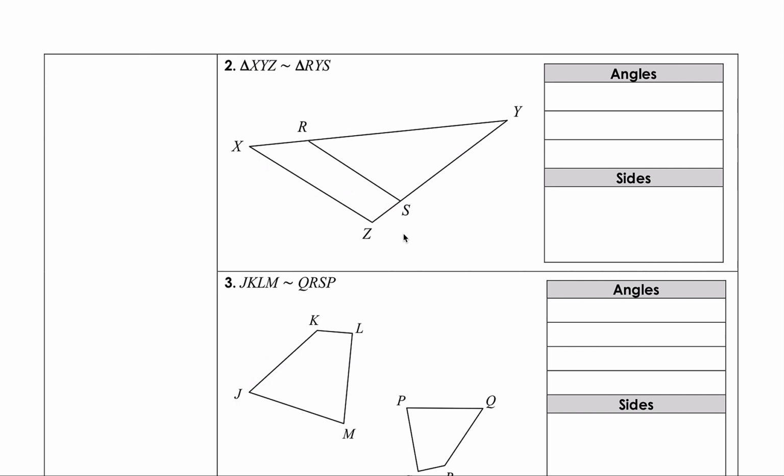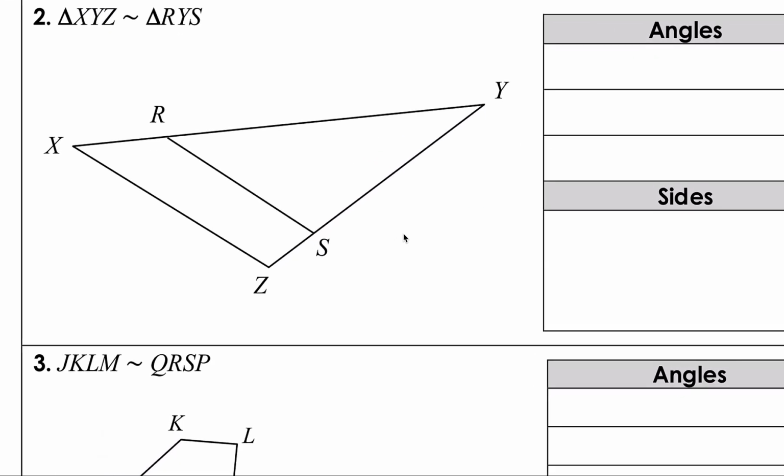All right, so let's go over these two problems. Here we have two triangles, but one is inside the other. They tell you the similarity statement, so you don't have to guess the triangles. They tell you triangle XYZ, that's the big triangle, so you can even label that. That squiggly line means similar to triangle RYS. That's the small triangle.